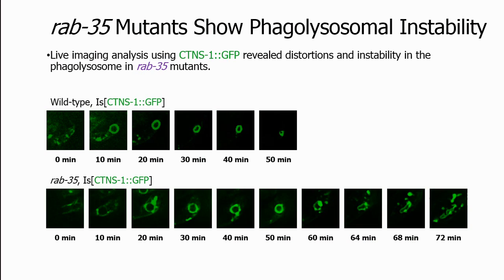And actually what we see when we perform live imaging analysis using CTNS-1 is distortions and instability in the phagolysosome in RAB-35 mutants. So in wild type, after you get recruitment of CTNS-1, you see the expected shrinkage of the phagosome as digestion is occurring. In RAB-35, you see a lot of cases where CTNS-1 will be recruited. You'll see initial shrinking at around the 40 to 50 minute time point. But in some rare cases, about 10 to 15% of cases, it will not only stall, but you'll actually see fragmentation and blebbing of this phagolysosome, which we don't see in wild type.